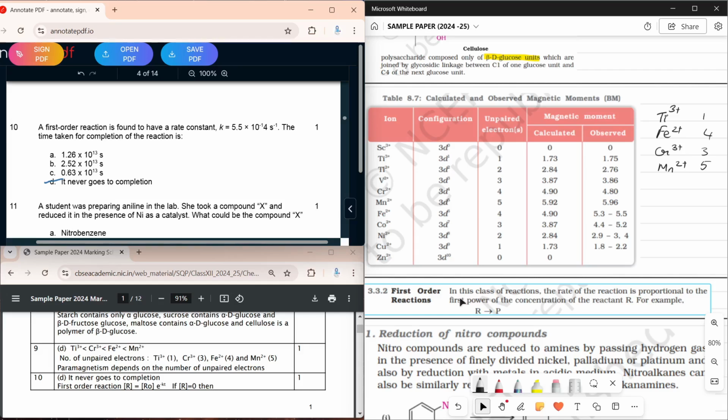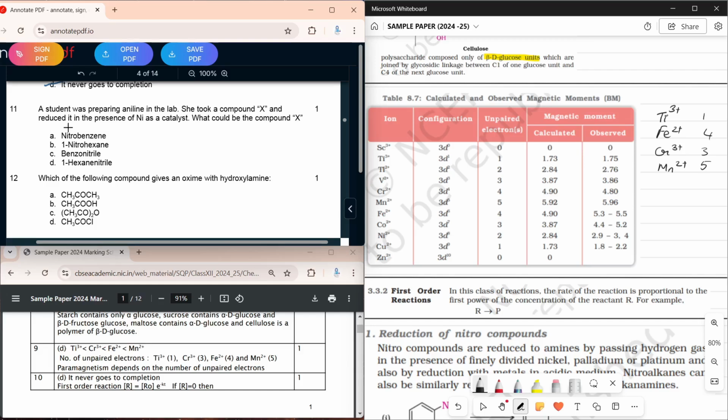Okay, so no matter what, when you start slowing down, there comes a point where the amount of reactant is so small that the rate is also going to be significantly small. So because of this, the reaction is never going to undergo completion. So we don't have to do the math for this, we just need to know the logic for this question. And this is obviously from the chapter Chemical Kinetics.